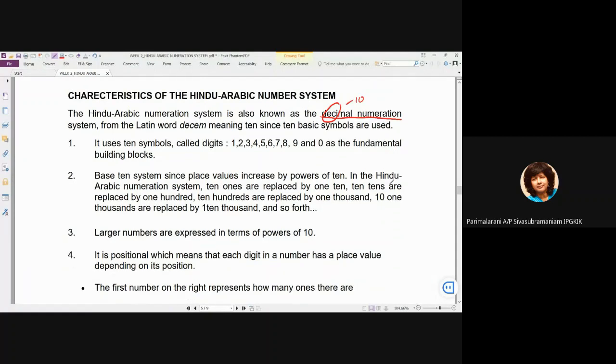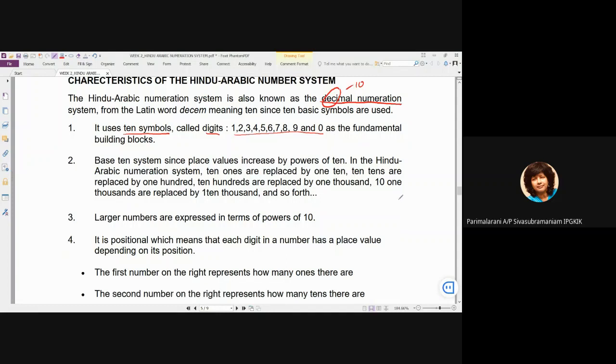So this system uses 10 symbols, and they are known as digits. We can write any number using these 10 digits. The number can be as large as possible, but we will only be using 10 digits to write the number. So these are the fundamental building blocks of the decimal system.